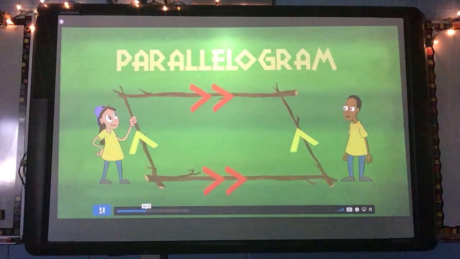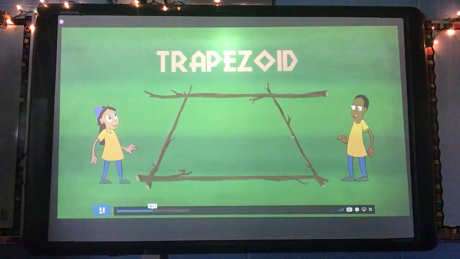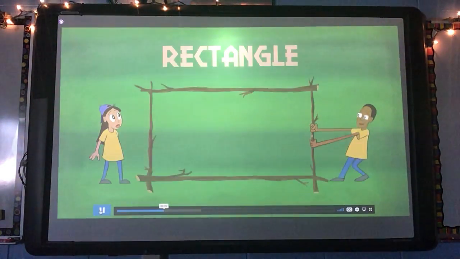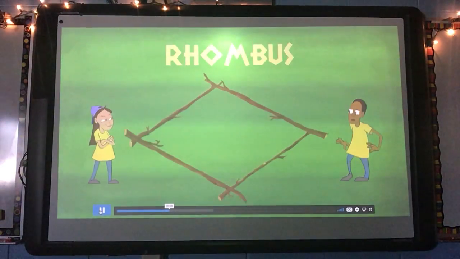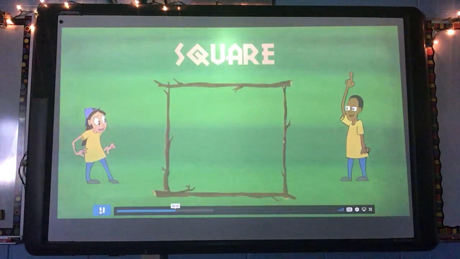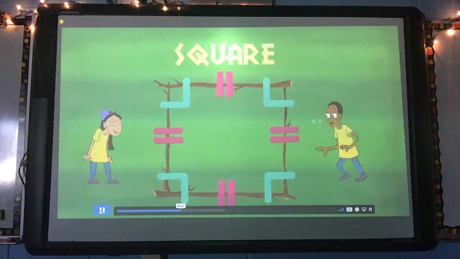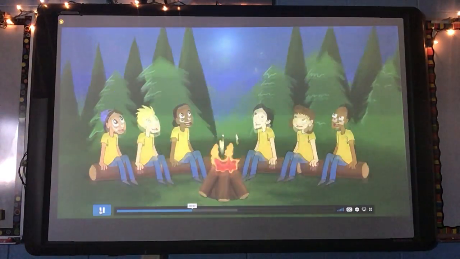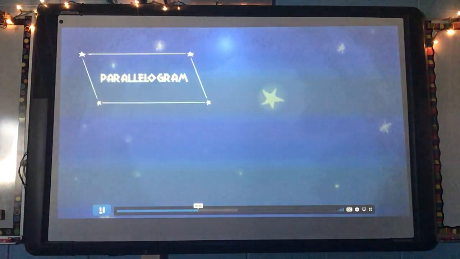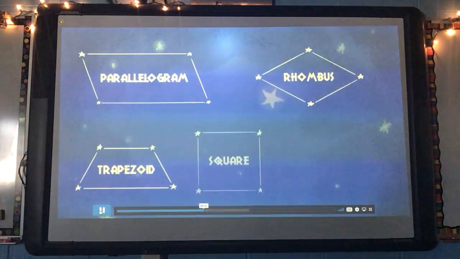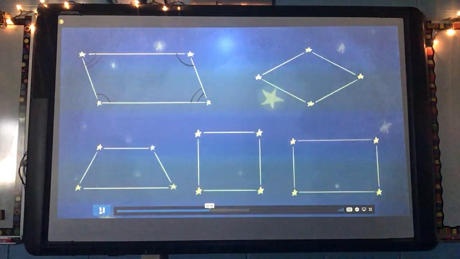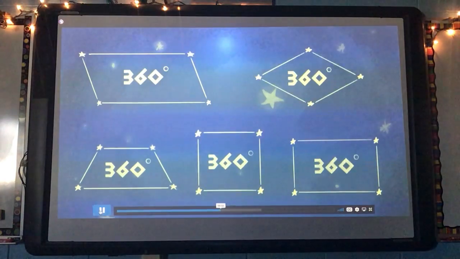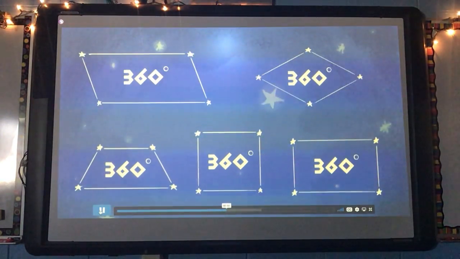Sets of parallel lines. Trapezoids only have one set at a time. A rectangle has 4 right angles. A rhombus has 4 sides that are equal. Squares have 4 equal sides and 4 right angles. Quadrilaterals have 4 sides and 4 angles. Parallelograms, rhombuses, trapezoids, squares and rectangles. And if you add the angles inside each of these, there will be 360 degrees.